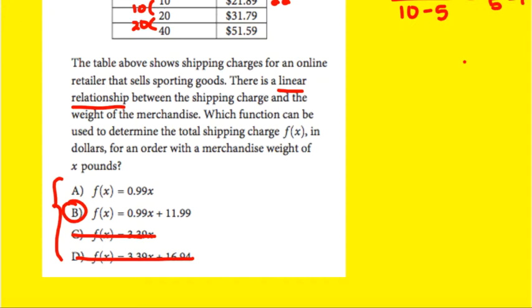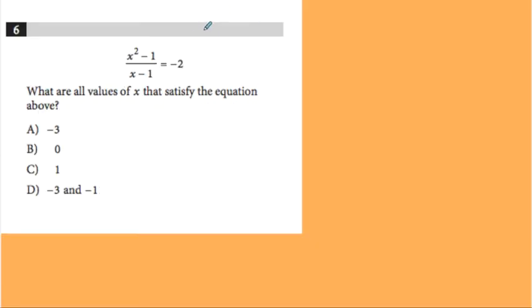Okay. What else could we notice? Well, let's look at another example. All right. So this is number 6 from that same test. Practice test 10, math, non-calculator. Okay. So let's think about it. What are all the values of x that satisfy the equation above?